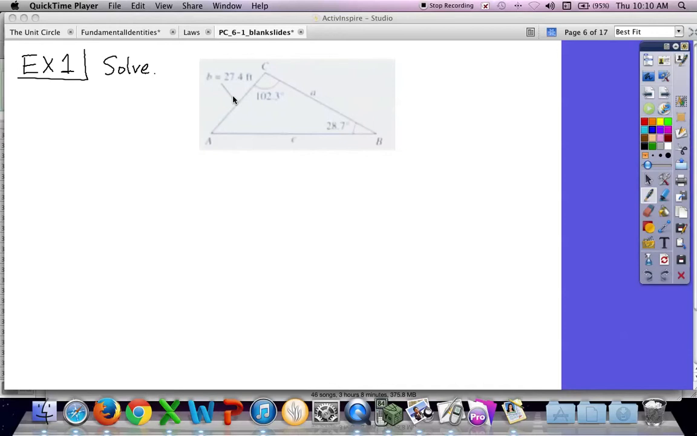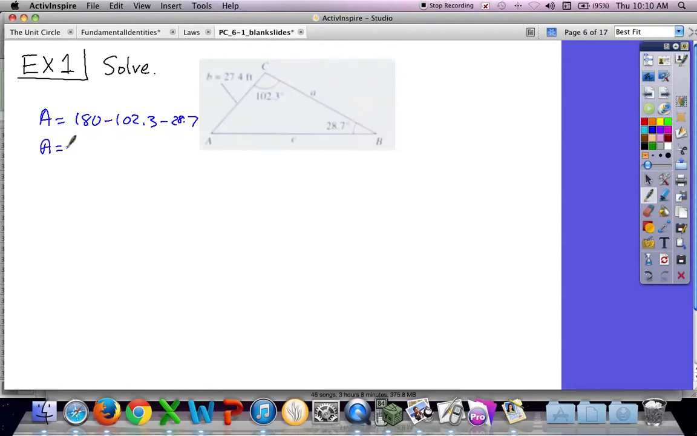Well, what's the easiest thing we can solve for? The third angle, right? So right away we're going to say A equals 180 minus 102.3 minus 28.7. A equals... I don't want to do these calculations. And that was 49? 49 degrees.